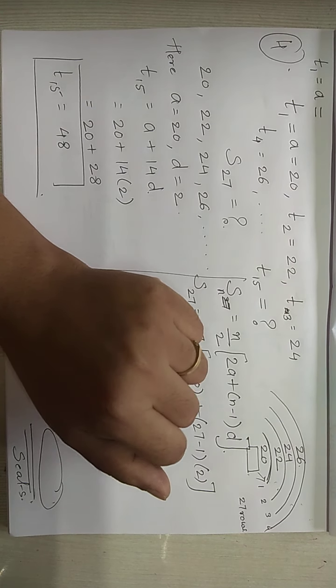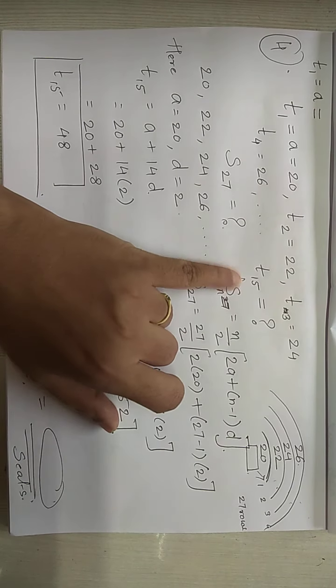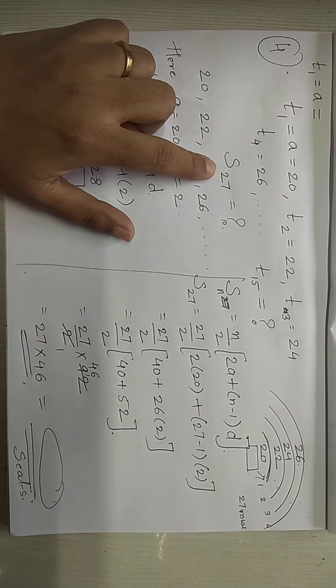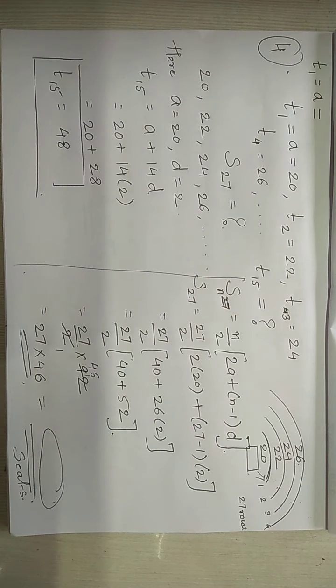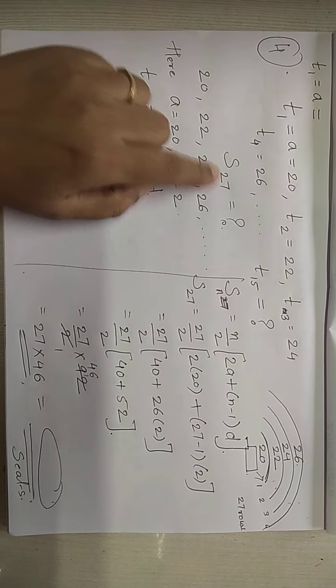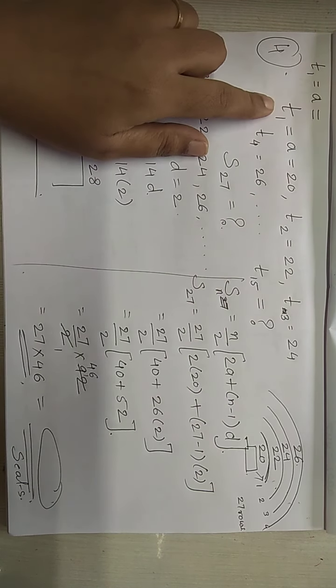Now you have to find out how many seats there will be in the 15th row, and also you have to find out the total seats in the auditorium. Total how much is the sitting arrangement in the auditorium. That means we have to find out S27 and T15. So let's start with the sum.